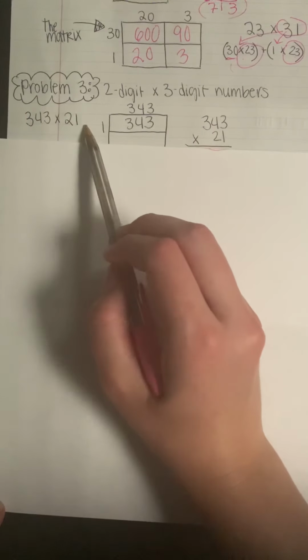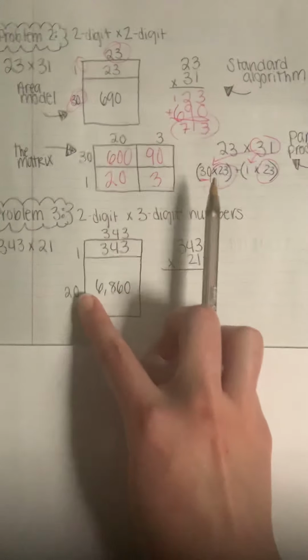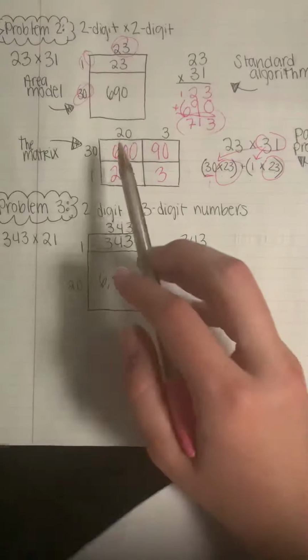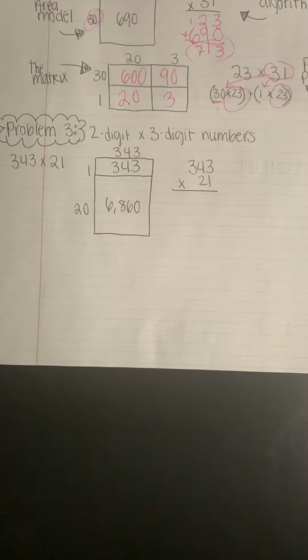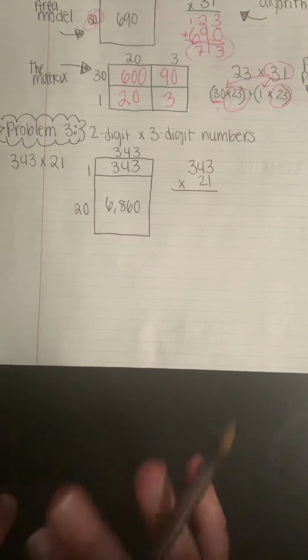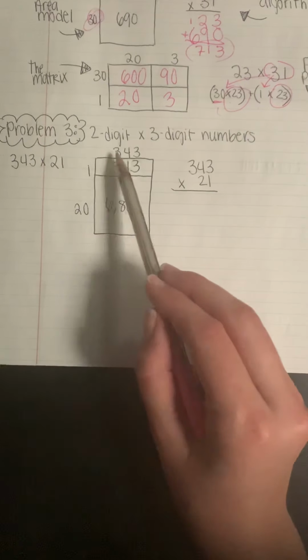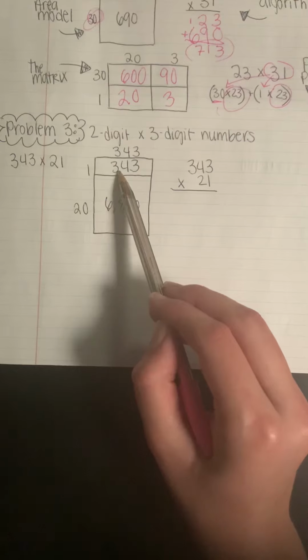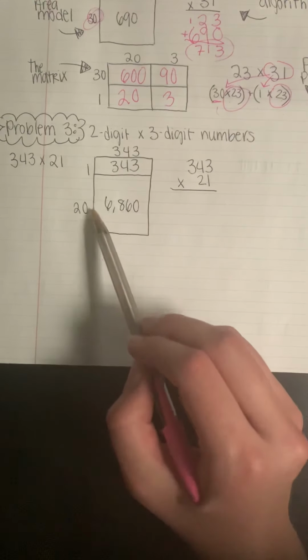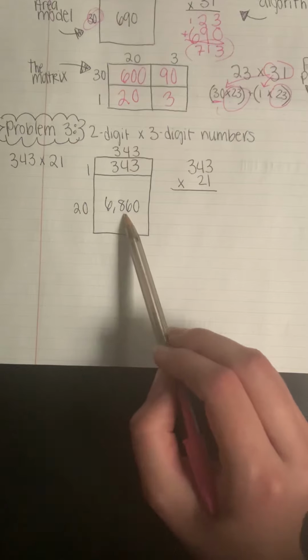And we'll do one more example, and this time we'll make the numbers even bigger. A 2-digit by a 3-digit number. So for problem 3, we're gonna do 343 times 21. And I gave you the area model and the standard algorithm. Now the matrix and partial products would also work for this problem, but I'm only gonna have you practice 2 of these strategies, and if you want to try the matrix or partial products down below, you are totally welcome to. I showed you here 343 times 1 is 343, and then 343 times 20 is 6,860.